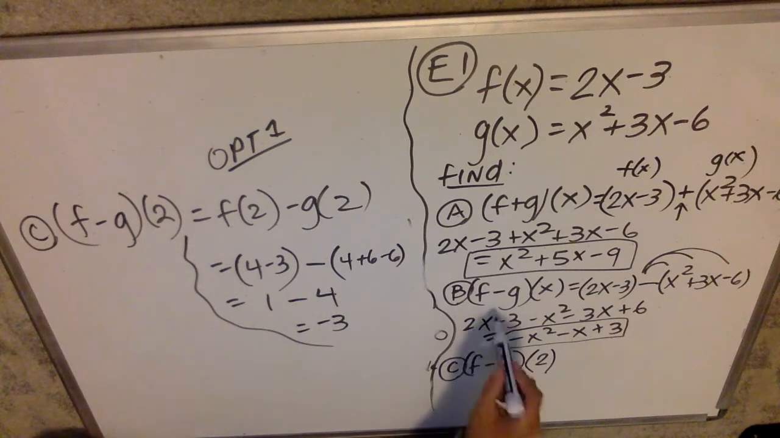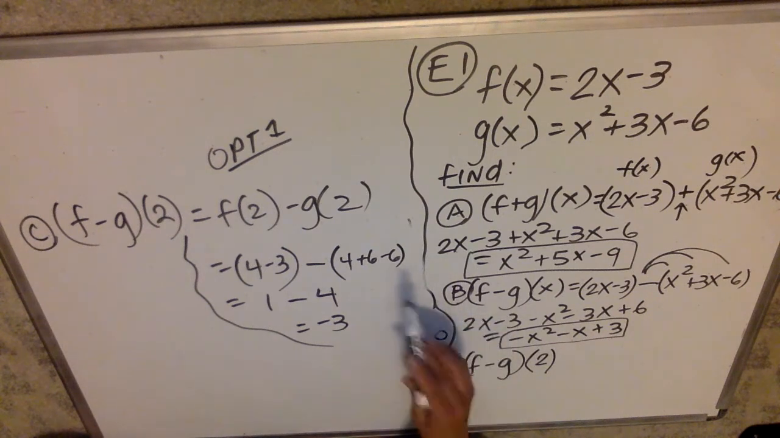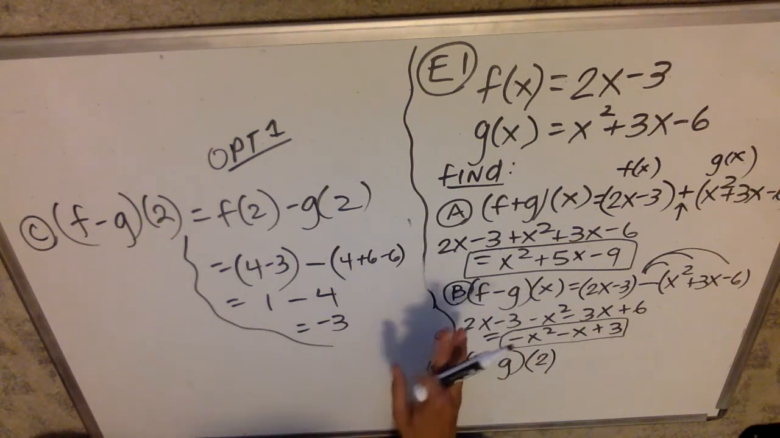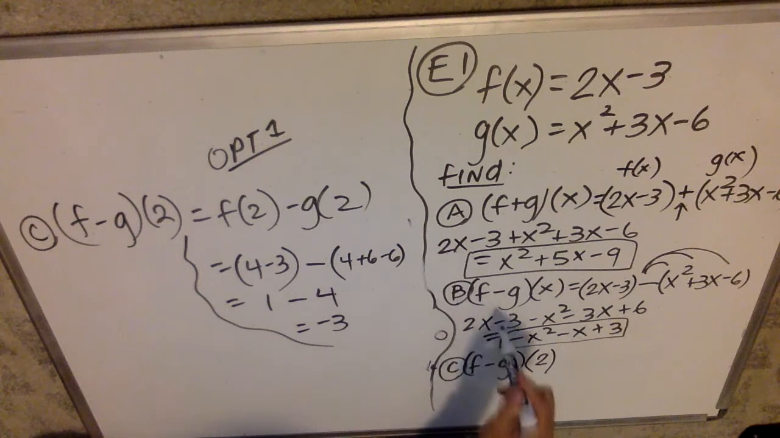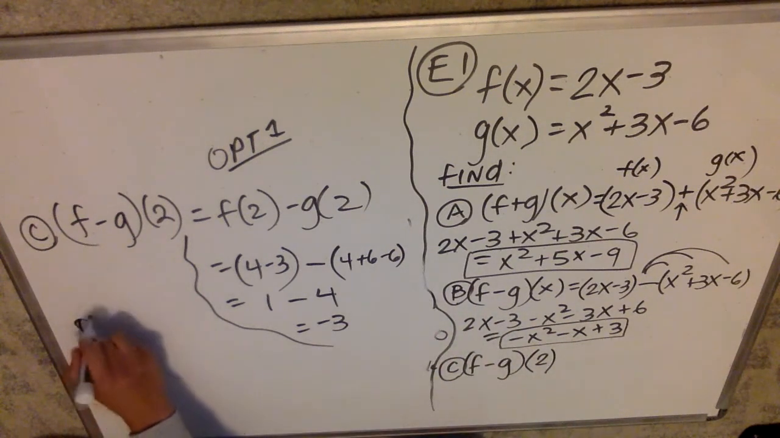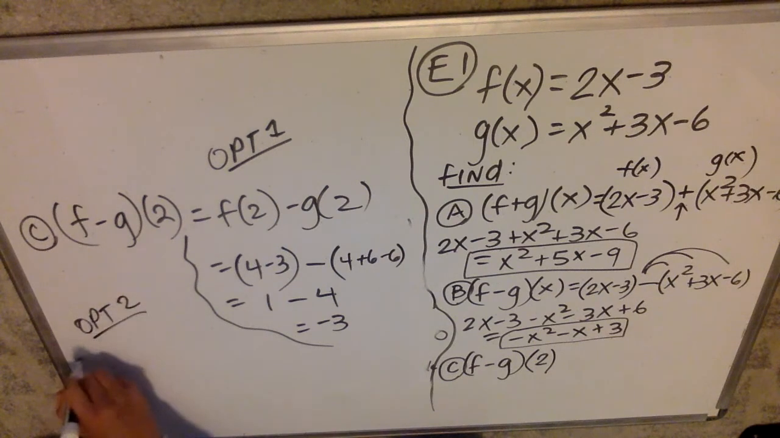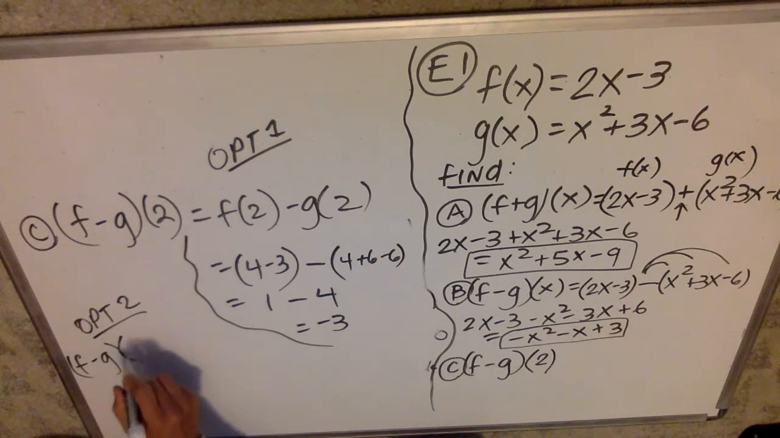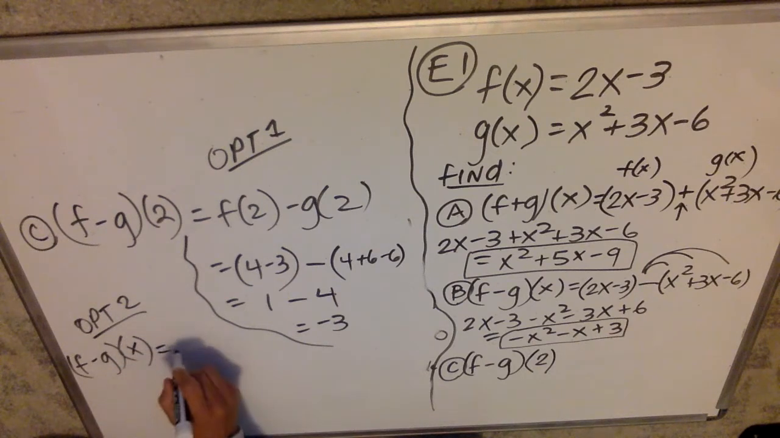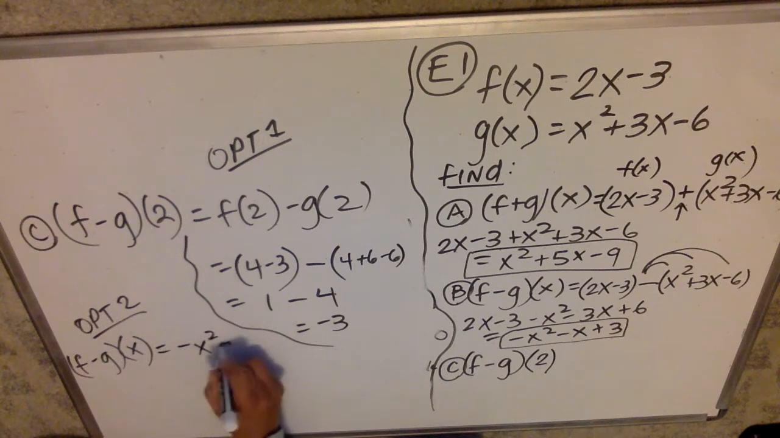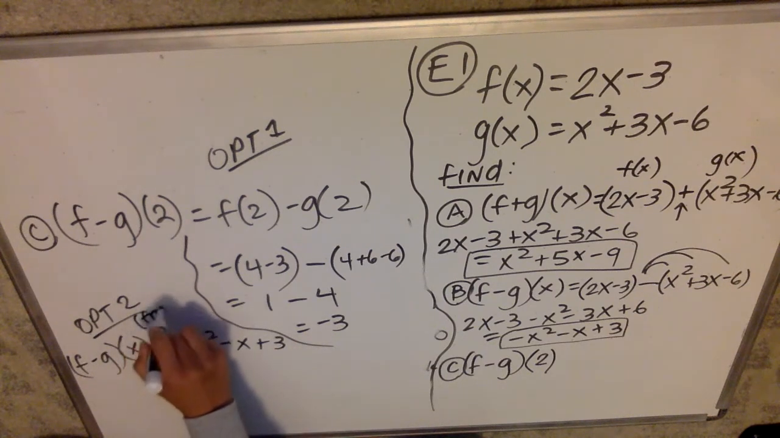If I had not made you do B, then this would clearly be the best option. But since I did ask you to do B, and you already know what f of g of x is, the second option is to recognize that you know f minus g. I didn't mean f of g of x, I meant f minus g of x. F minus g of x is negative x squared minus x plus 3, right? So we know this from B, right?